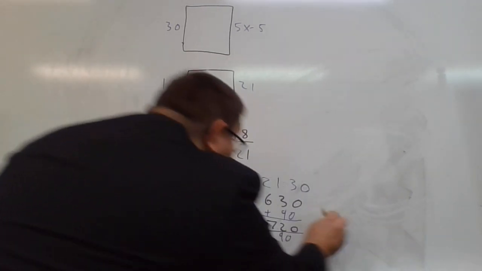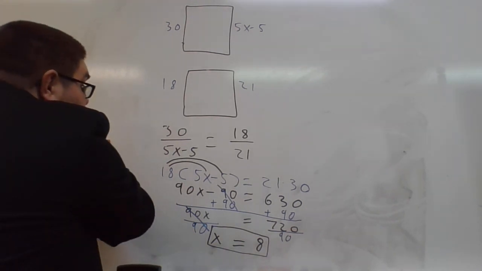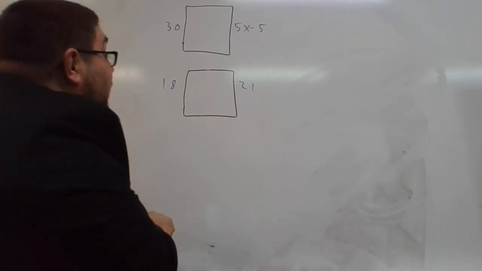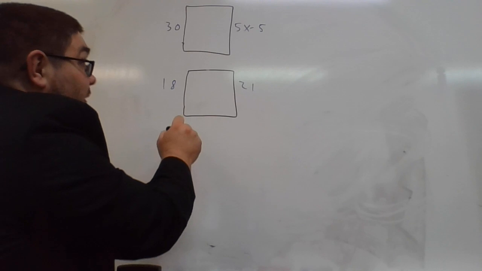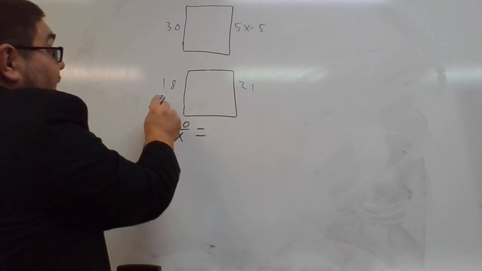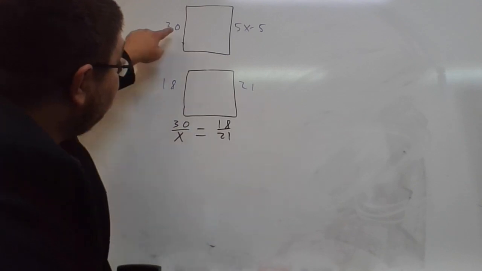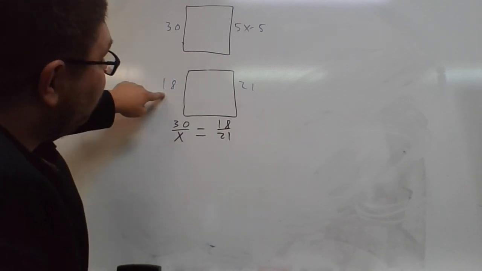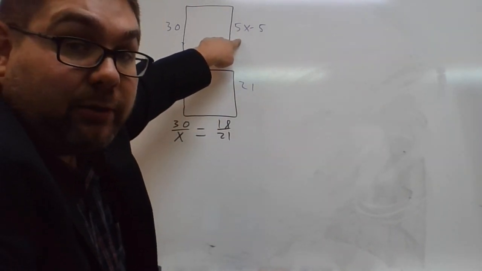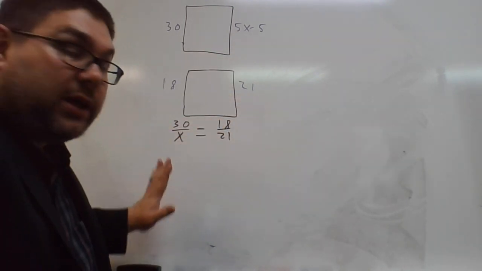Now, pause it if you need to, because I'm going to do a race. Okay, so the second way of doing it is just like in the previous video. I'm going to do 30 over x equals 18 over 21. Think of it this way once again: 30 over x equals 18 over 21, where I'm treating x like we don't know anything.